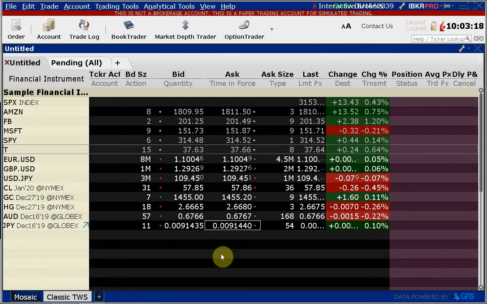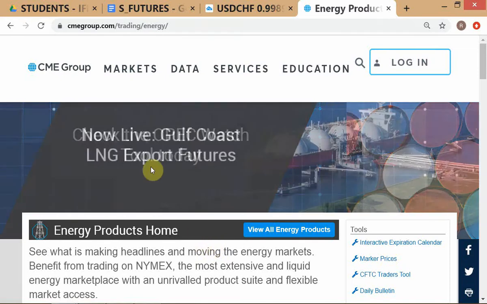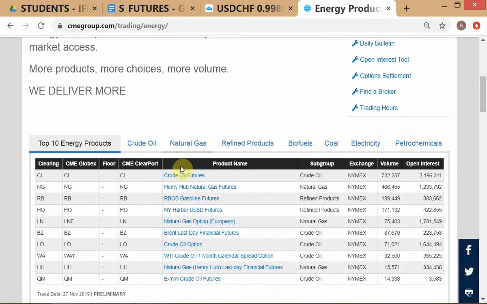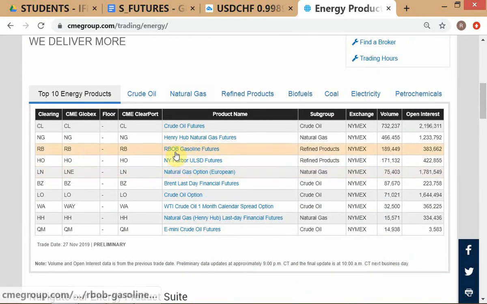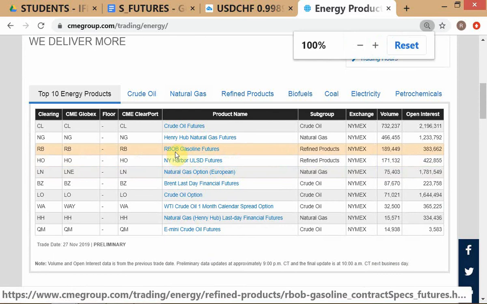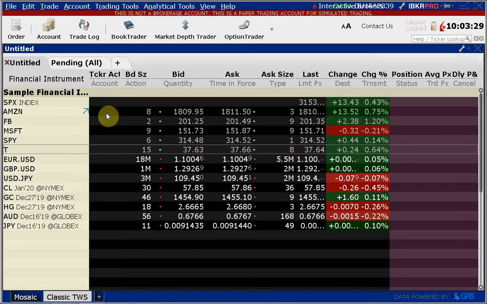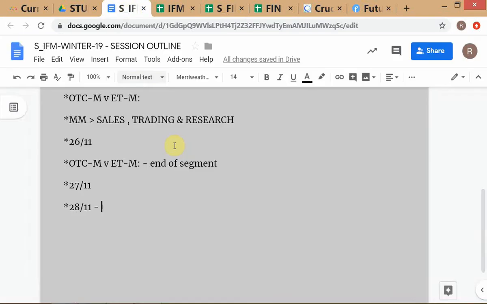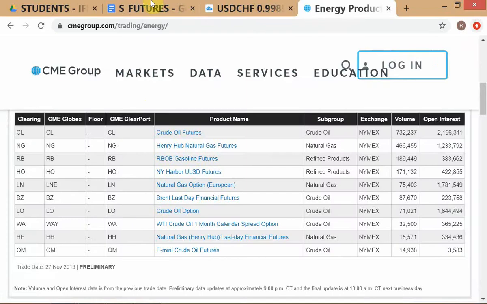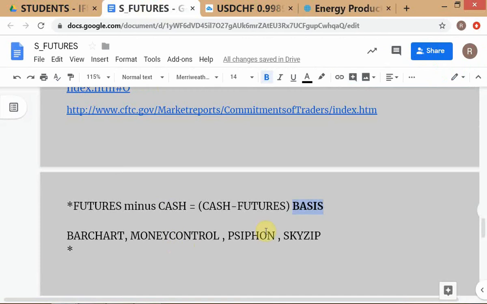So we'll say the basis is 85 cents, that's all. It's just a term that you need to know: cash futures basis. It's the term that we wanted to add to your futures notes. So the term that you've learned is called the cash futures basis.